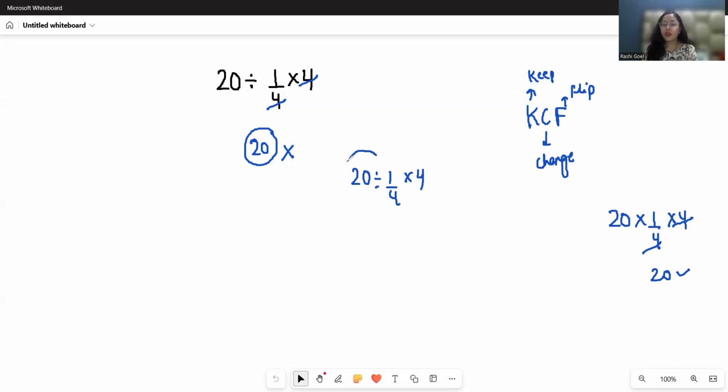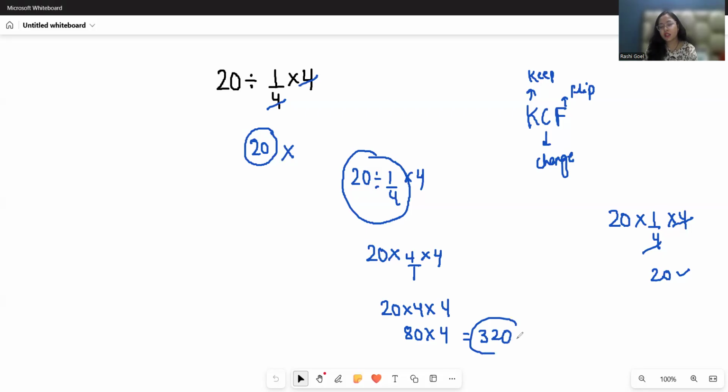What you have to do here is apply the KCF rule. Keep the left hand, change the symbol from division to multiplication, and flip the right hand. And now write the left terms, that is multiply 4. So what is left? 20 times 4 times 4, which equals 80 times 4, 320. So what is the correct answer? 320, not 20. I hope it's clear and you find it useful.